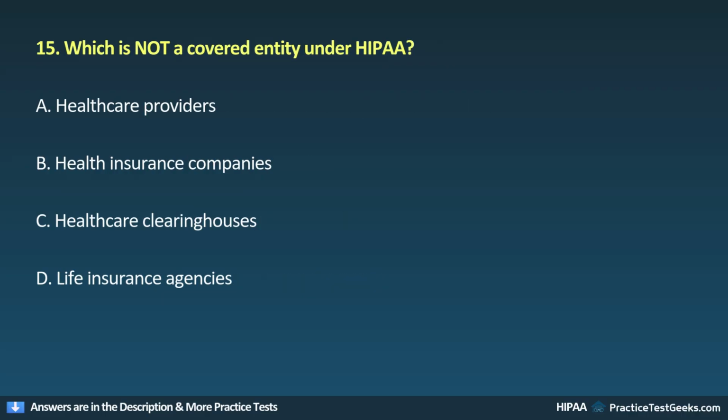15. Which is not a covered entity under HIPAA? A. Healthcare providers. B. Health insurance companies. C. Healthcare clearinghouses. D. Life insurance agencies.